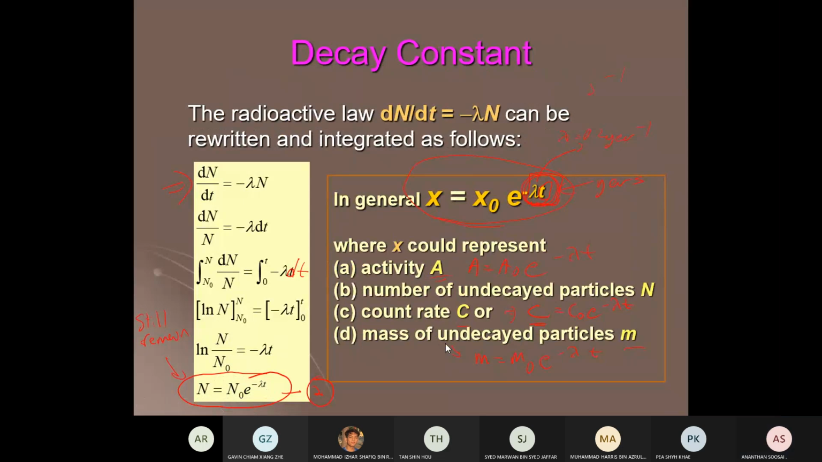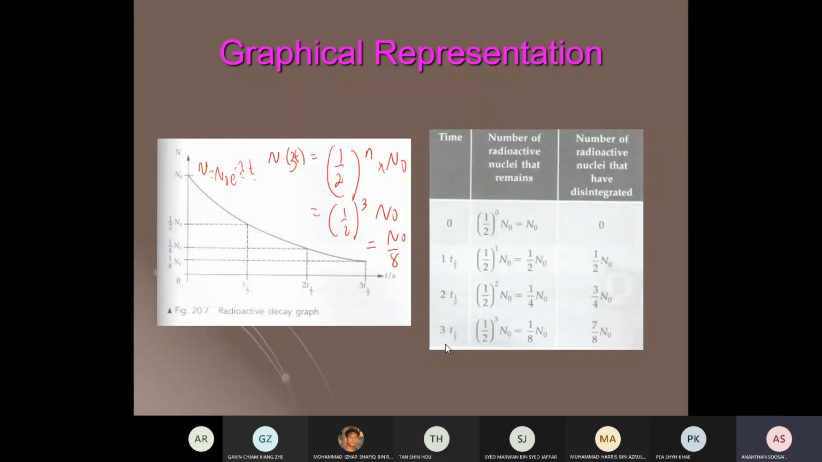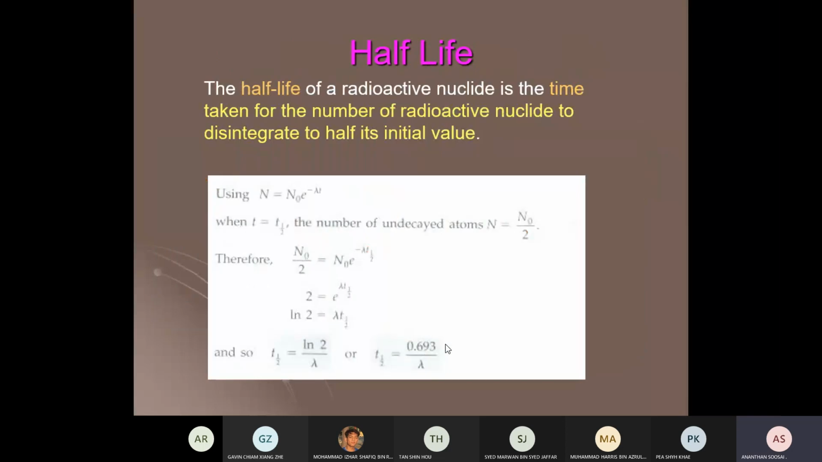Okay, so that's the second question. Next, the last equation to be introduced: the equation for half-life. You should know what is meant by half-life. The half-life of a radioactive nuclide is the time taken for the number of radioactive nuclides to disintegrate to half of its initial value. So half-life is the time taken for the activity to drop to half of its original value. That's half-life.